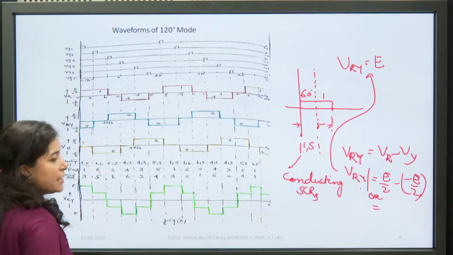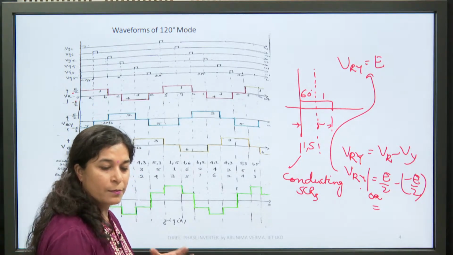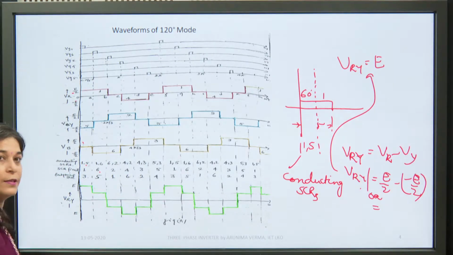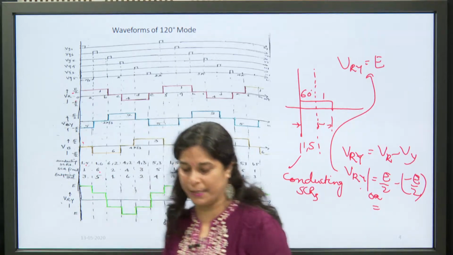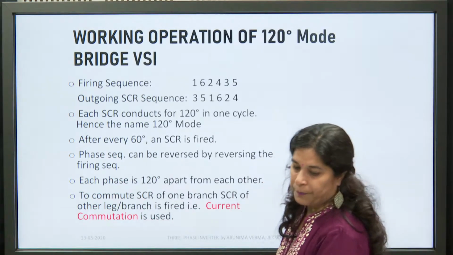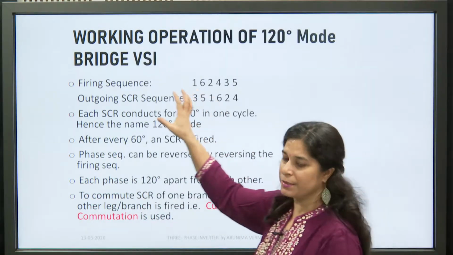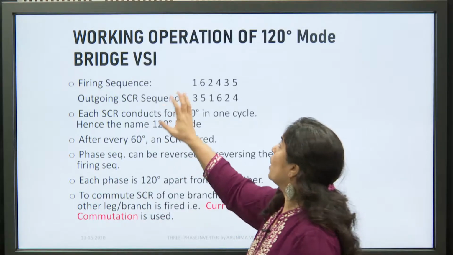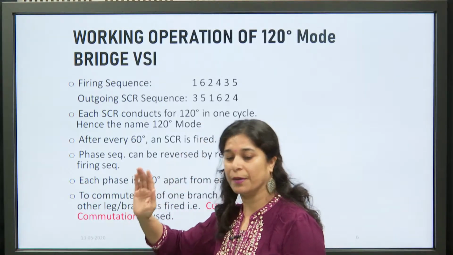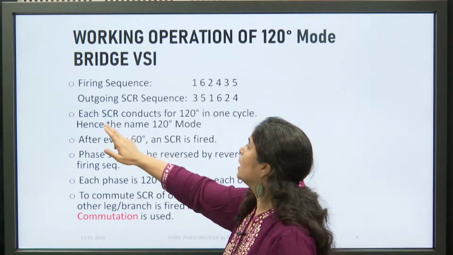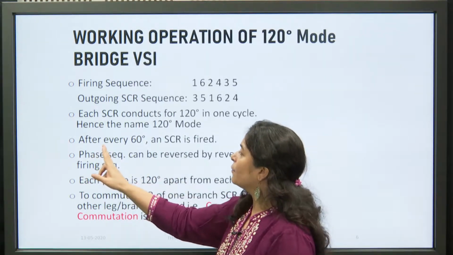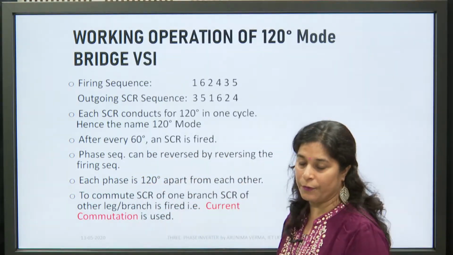Very good. Now, in this case you have to just follow the pattern of how the SCRs are getting turned off when you are firing another SCR, as you can see from the phase sequence. Another important point to be remembered: for 120-degree mode of operation, the firing sequence is fixed, so the outgoing SCR sequence becomes fixed because you have already fixed the firing sequence. Each SCR conducts for 120 degrees, takes a rest of 60 degrees, and after every 60-degree interval you are going to fire the next SCR.